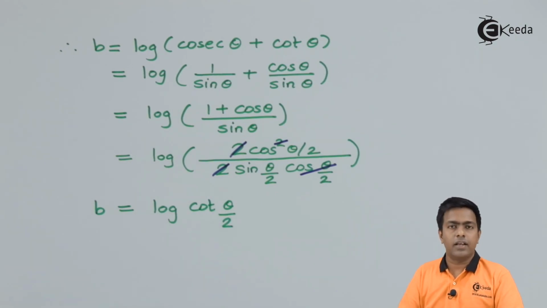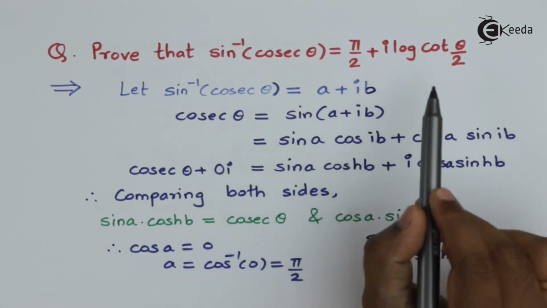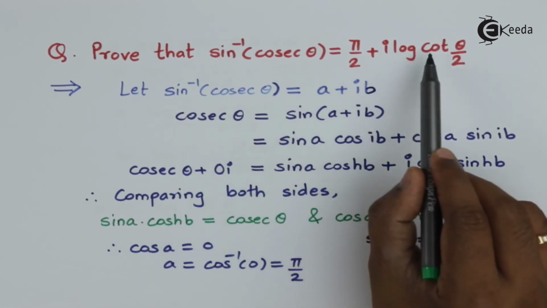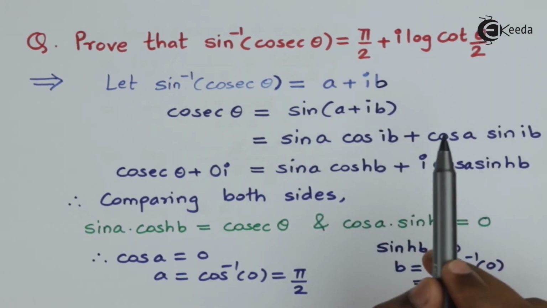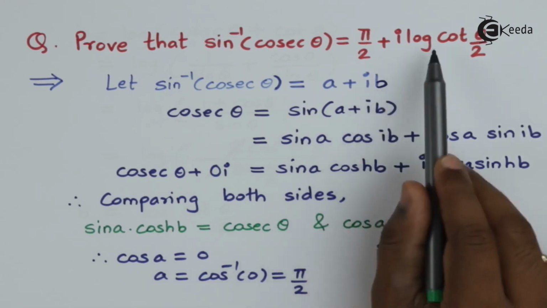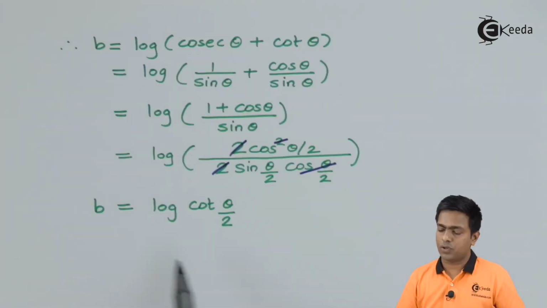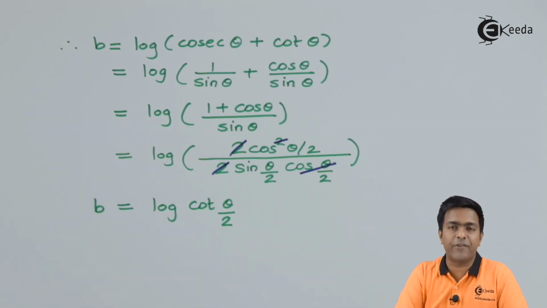So guys, if we see the question, it says to prove that the imaginary part is log of cot theta upon 2, and the imaginary part we assumed as b. So we got the value of b as log cot theta upon 2. So here we have proved the given result, and I'm sure you understood the method.